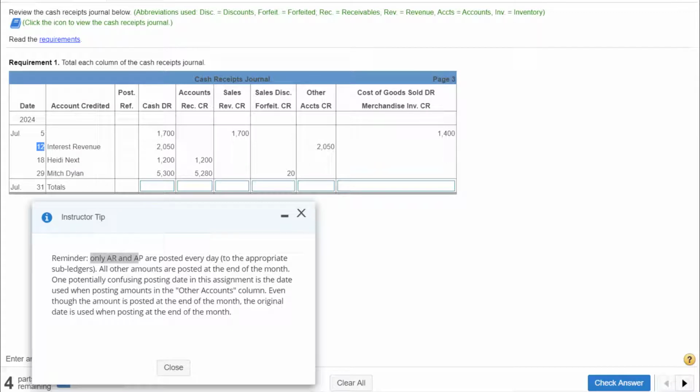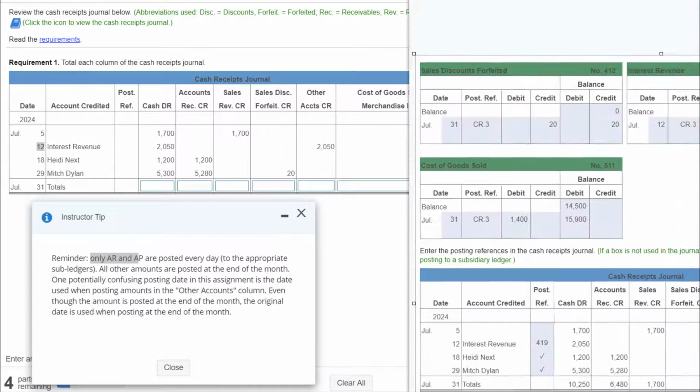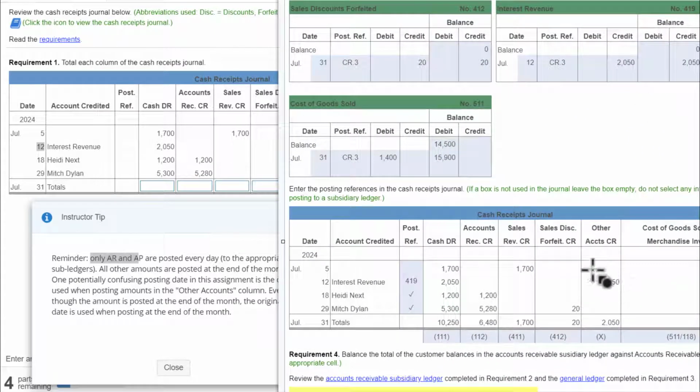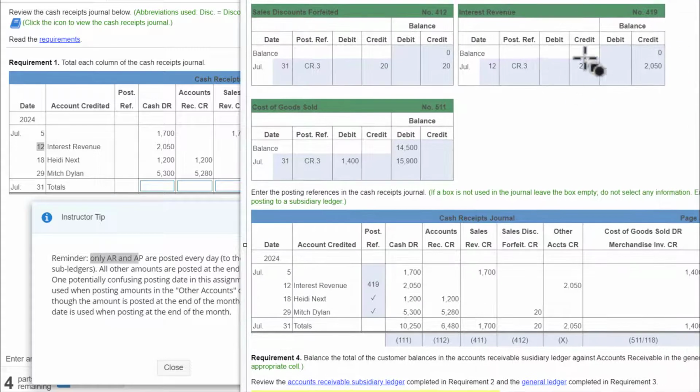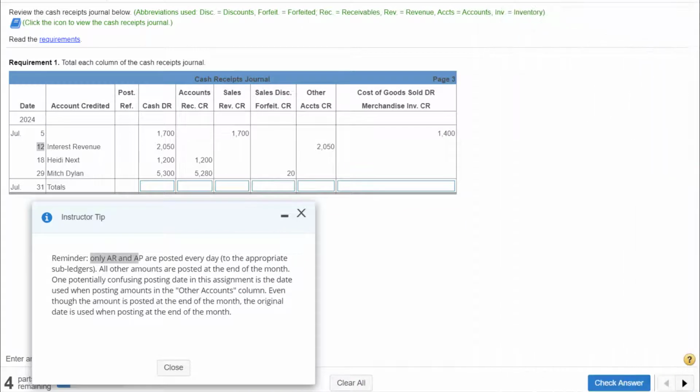So let me show you the picture of the solution. Again, here is the amount we are posting. We're going to post it to interest revenue. So here's the interest revenue account. Notice we posted it, but even though it's being posted at the end of the month, we're going to keep the original July 12th date. So that's the only posting date that's kind of confusing in this problem.